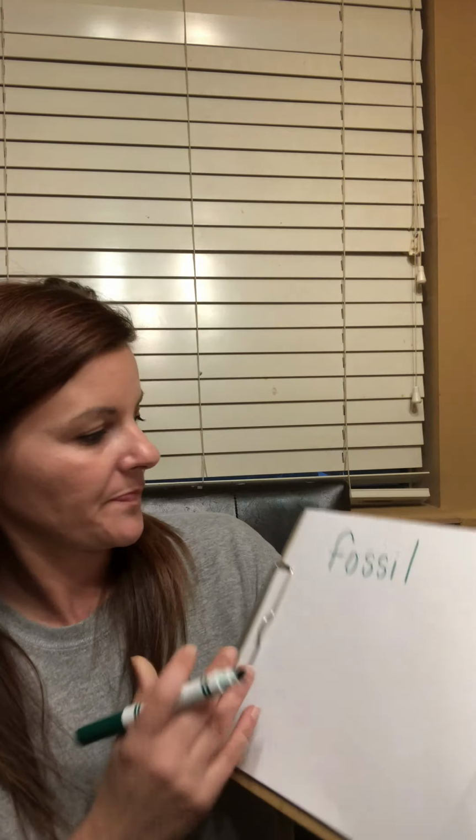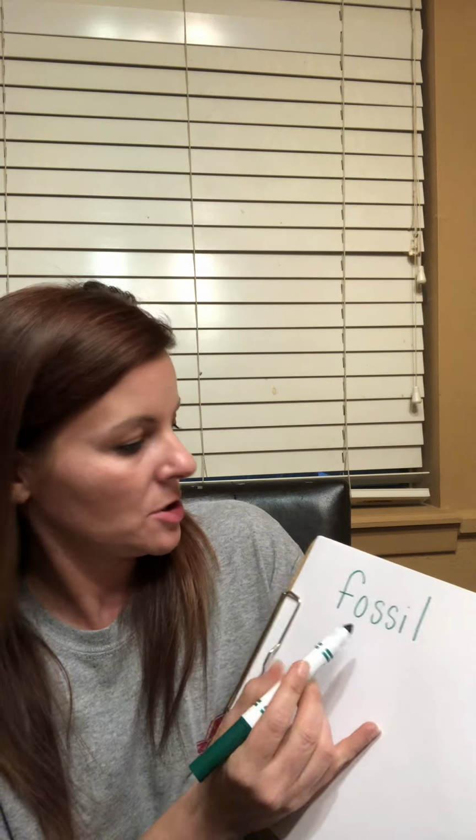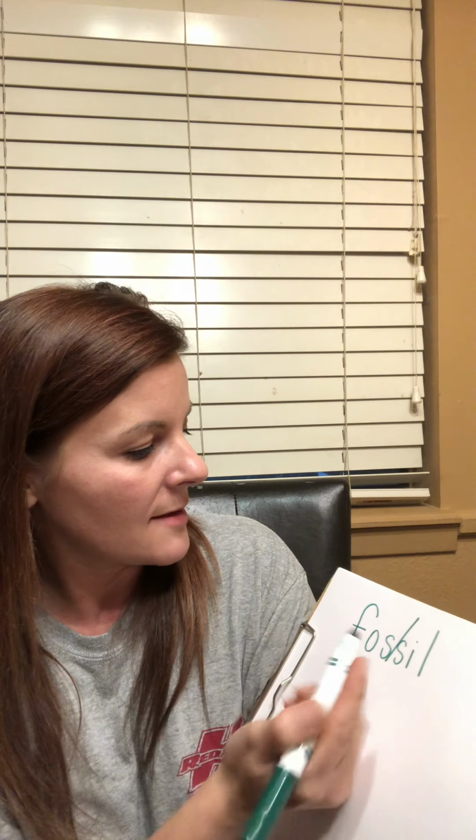And now I want you to divide it by the syllables. Remember our rules. And then I want you to underline the accented syllable. Okay. Remember, we should divide our syllables. We've got these two consonants right here in the middle. So we draw our line between the two consonants. And the first syllable is the one that is accented. Fossil. Very good.